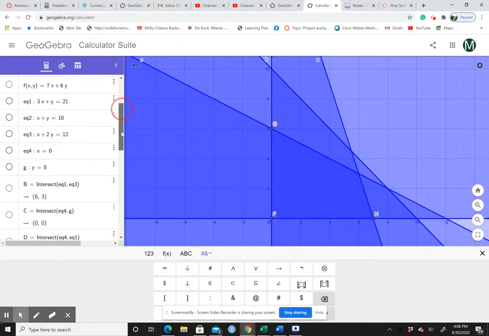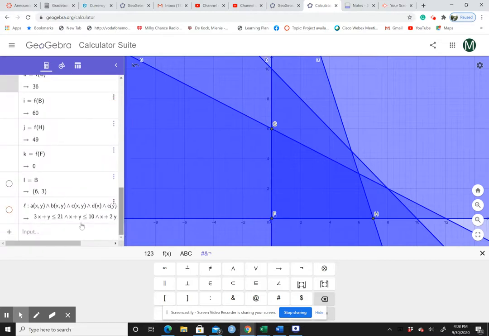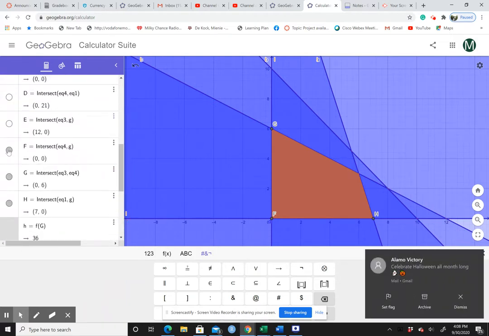So let's go ahead and intersect those. A intersect B, intersect C, intersect D, intersect E, and you will see that it will actually give you this region here. So now we're going to try to find the intersection of all those lines.